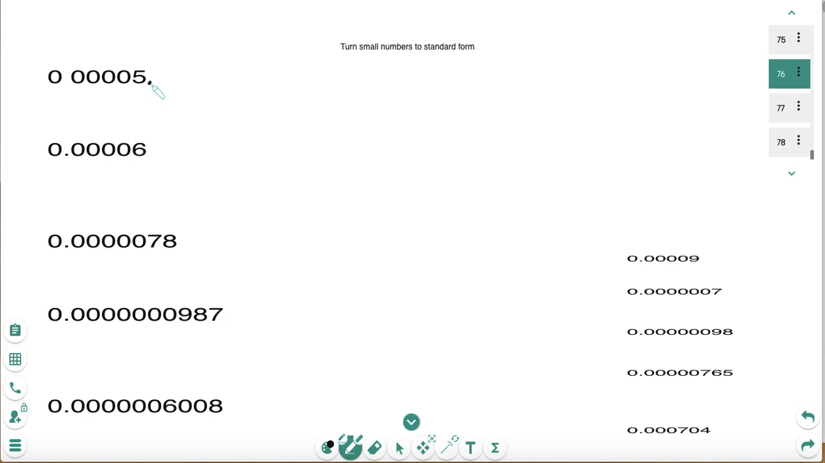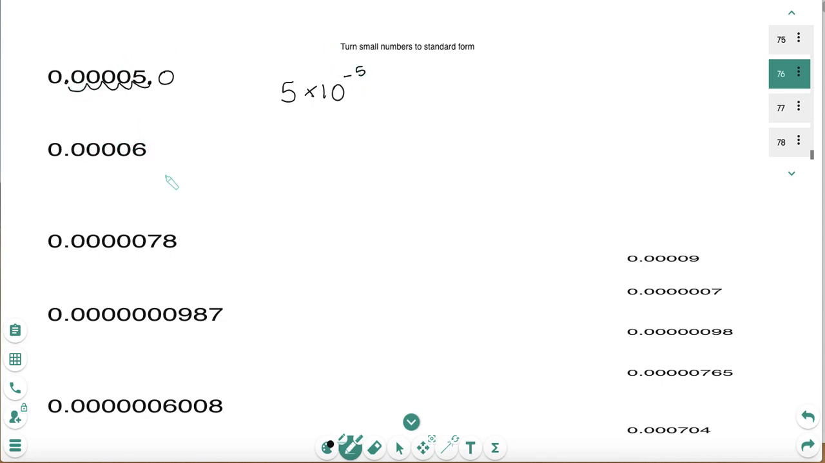5 is 5 point. If there's nothing at the end, it's 5.0. Oh, 5.0 is the same as 5. I write down 5 times 10. My old decimal place was here. Now, how do I get from here back to my old decimal place? Well, 1, 2, 3, 4, 5. We're going to go minus 5 this time.